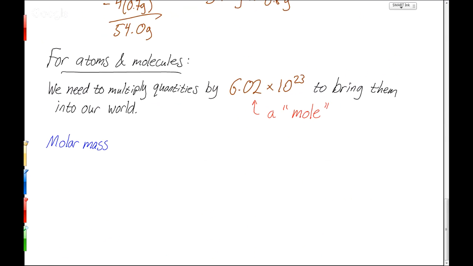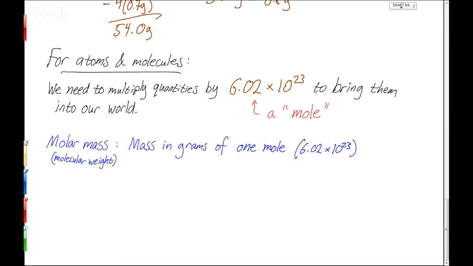So we use this term molar mass, also known as molecular weight, or molar weight, or something like that. And that's the mass in grams of 1 mole, which is 6.02 times 10 to the 23rd, of something. Anything. So if you have a mole of whatevers, the mass of that is called the molar mass.